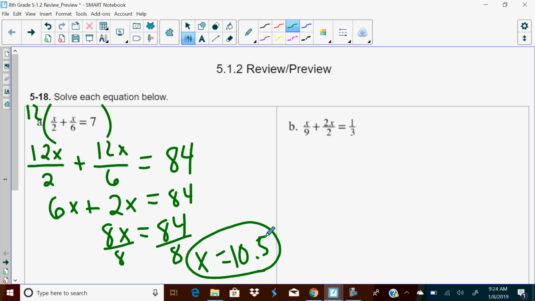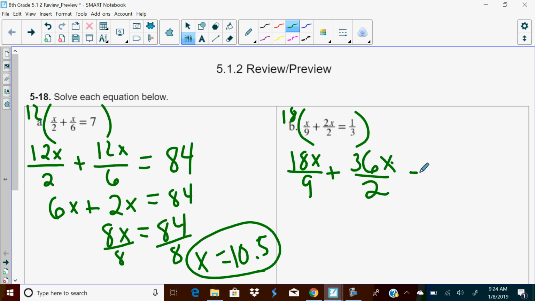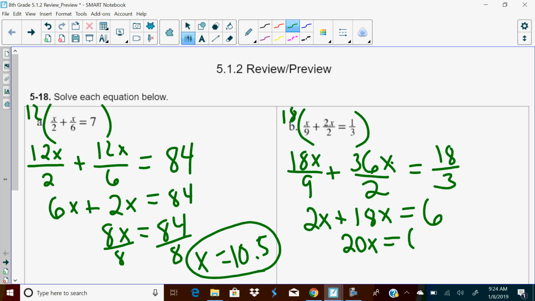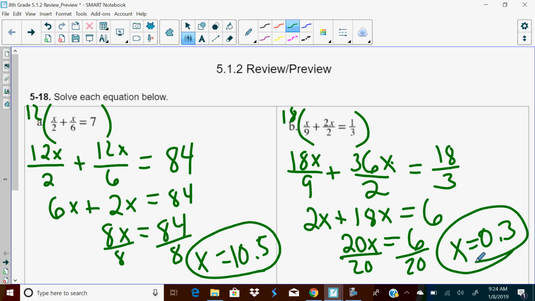So for B, my common denominator is actually 18, because of 9, 2, and 3. So then I get 18x over 9 plus 36x over 2 equals 18 over 3. So then I end up with 2x plus 18x equals 6. So 20x, divide both sides by 20, and I end up with x equals 0.3, or 3/10.